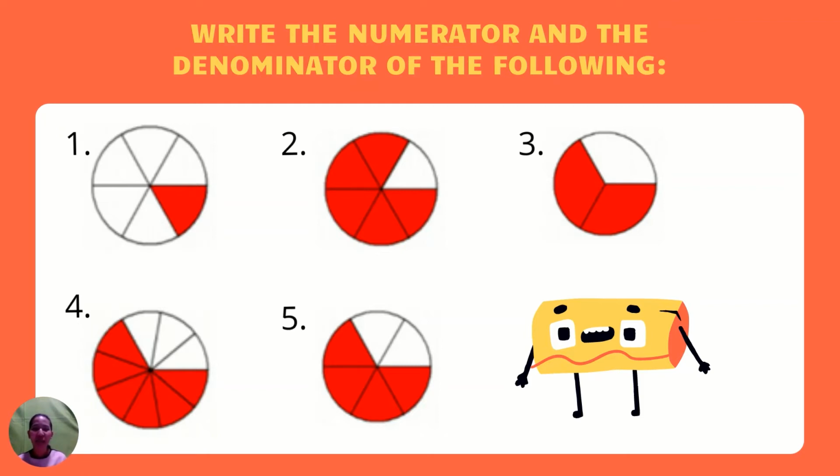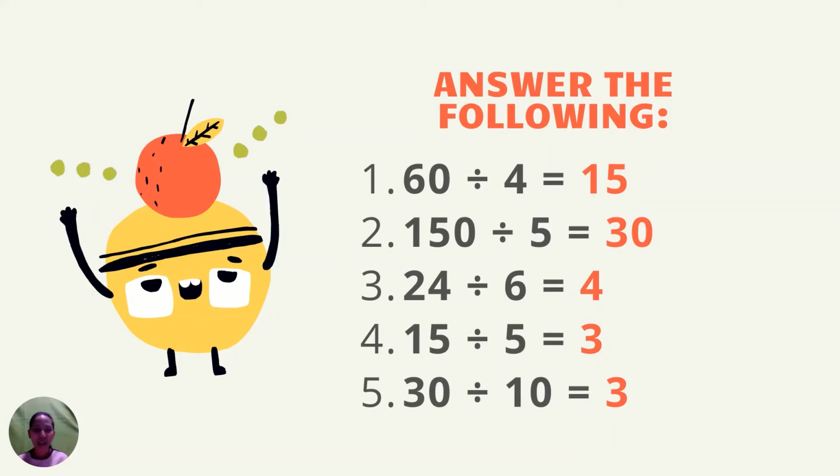Okay, now let's proceed in checking your quick test. Okay, number 1. Yung answer sa number 1 natin is 15. 60 divided by 4 is equals to 15. Answer naman sa number 2, 150 divided by 5 is equals to 30. Number 3, 24 divided by 6 is equals to 4. Number 4, 15 divided by 5 is equals to 3. And number 5, 30 divided by 10 is equals to 3. Okay, i-check nyo lang yung mga papers ninyo kung nakuha nyo yung mga tamang sagot.